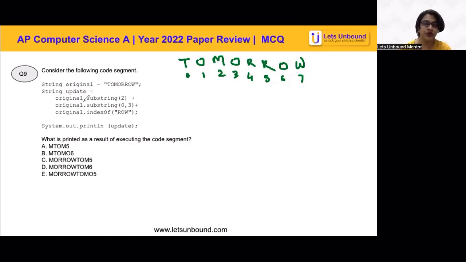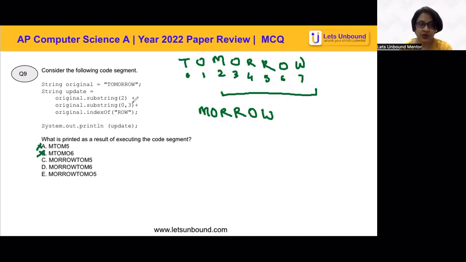Now let us try to pick up this original. So original is a string tomorrow. We are fetching the substring 2, which means we are trying to fetch the substring starting from index 2 going on till the end. So we have fetched morrow till now. Morrow. So that means the resultant string will start from morrow. Hence, we will eliminate option A, option B.